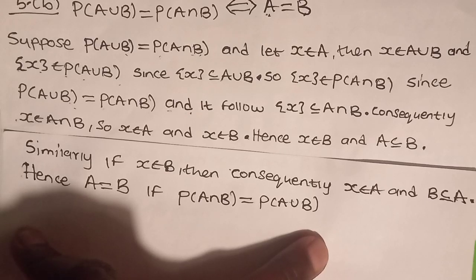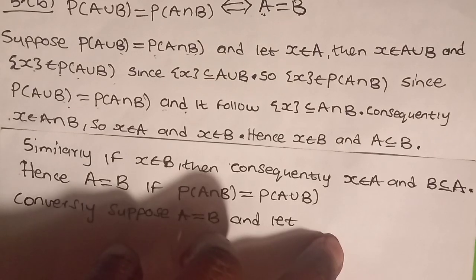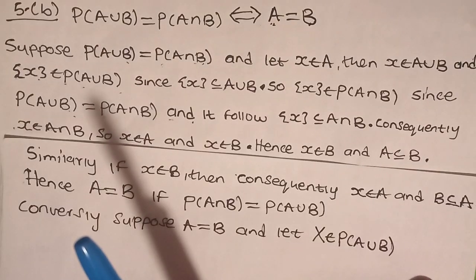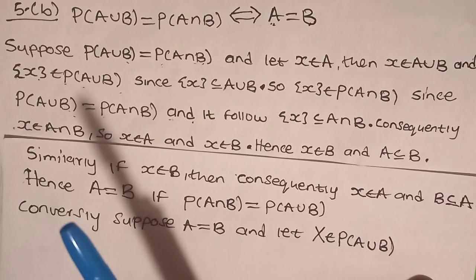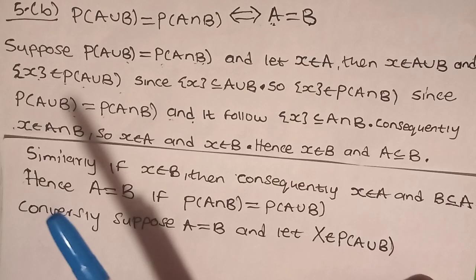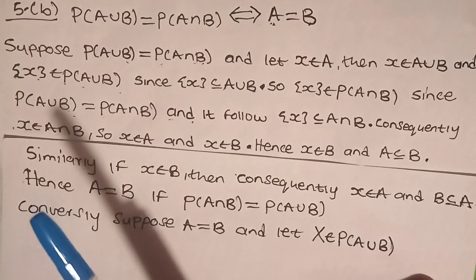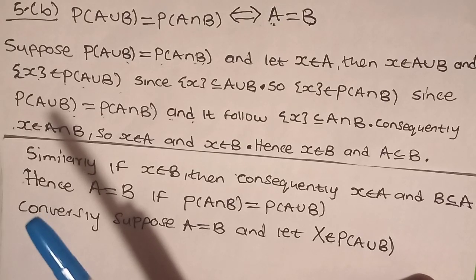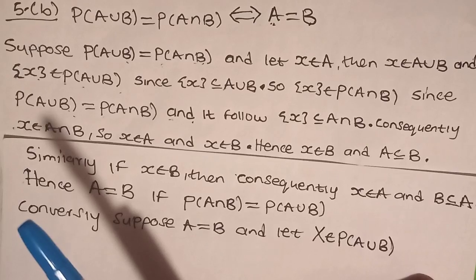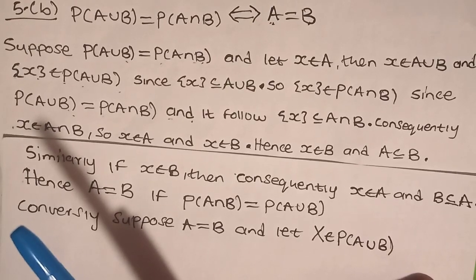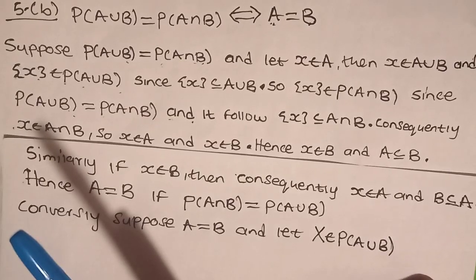of A union B. Conversely, suppose A equals B and let capital X be an element of the power set of A union B. We'll have to show that capital X is also in the power set of A intersect B. So we can say the power set of A union B is a subset of the power set of A intersect B. Similarly, we'll let capital X be an element of the power set of A intersect B. We'll have to show that it will be in the power set of A union B, so that we can also conclude that the power set of A intersect B is a subset of the power set of A union B, so we can say the two power sets are equal.